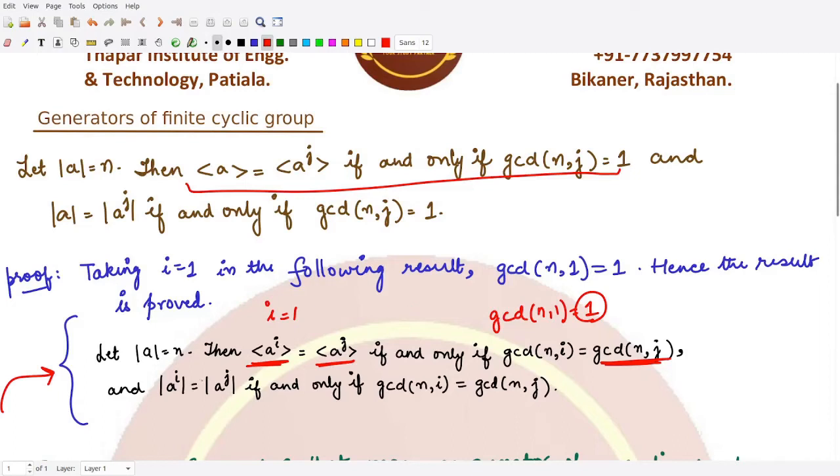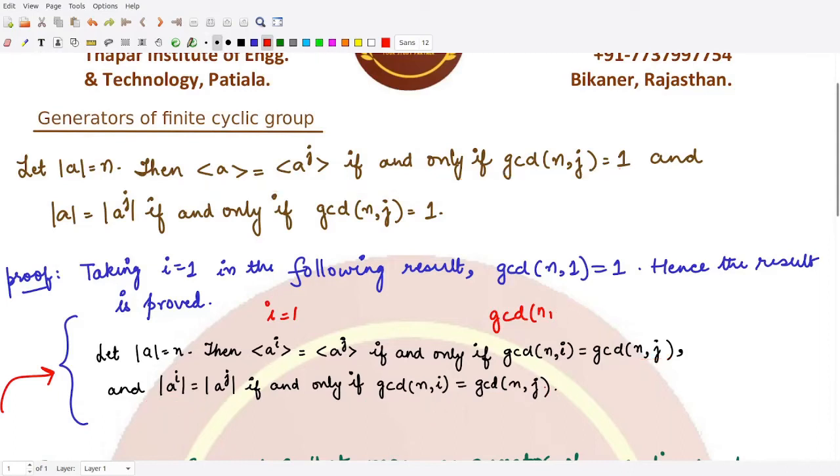For the next part, if we again take i as equal to 1, this becomes the order of the element A. If the order of the element A is equal to the order of the element A to the power j, then we have the GCD of n comma 1, that is n with i, which is 1 only, so 1 is equal to the GCD of n with j. This is what we wanted to prove in this case.